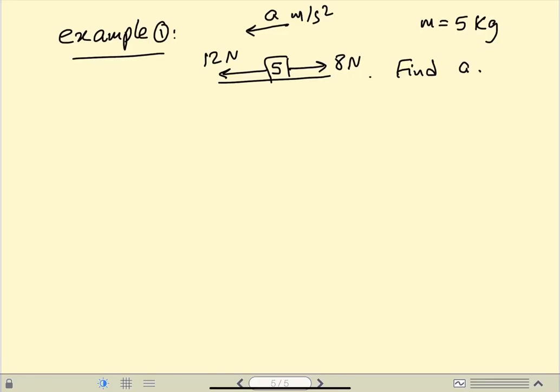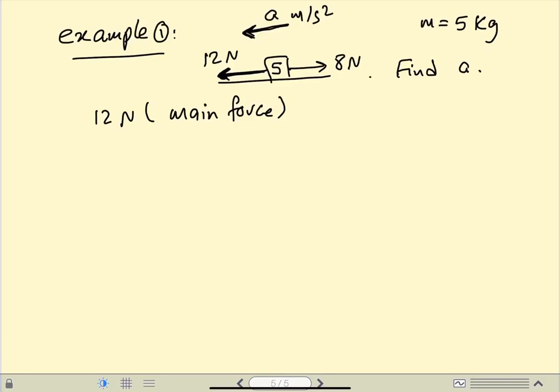So look, this is the direction of motion, in this direction. And 12 newtons, which is here, is in the direction of motion. What do you mean by in the direction of motion? The force is parallel to the direction of A. It's moving in this direction. So 12 newtons is the main force, my dear AS students, the main force.